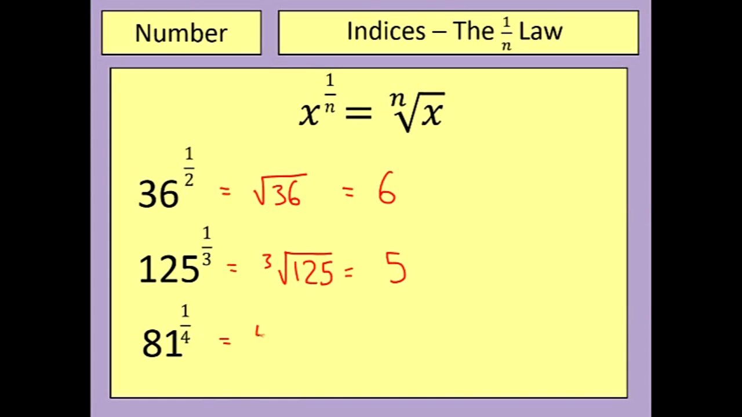And this time it's a 4 on the denominator, so we're looking at the fourth root of 81. And that happens to be 3, because 3 times 3 times 3 again and times 3 a fourth time gives you 81. So when you've got a fraction that's 1 over n, you simply do the nth root of that number. So if it's a 2 you do the square root, if it's a 3 you do the cube root, and if it's a 4 you do the fourth root.